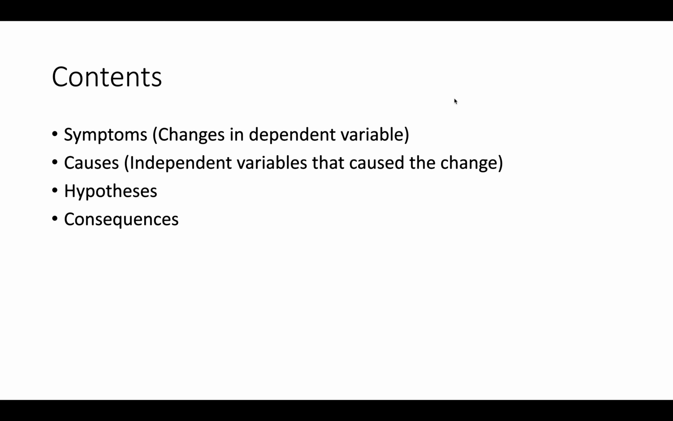Problem definition statement is a document that contains four categories. First one is the symptoms that inform us that we have a problem. So symptoms are usually changes in the dependent variable or its proxies.